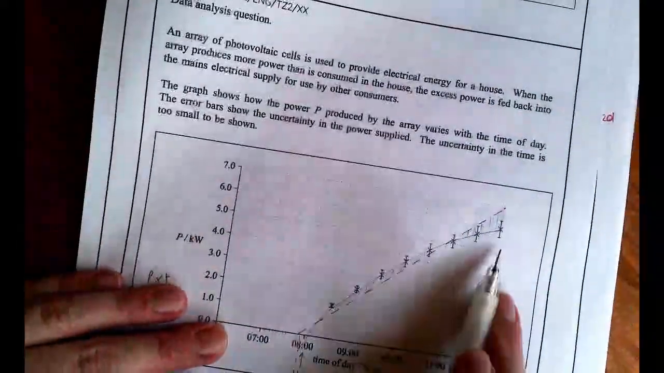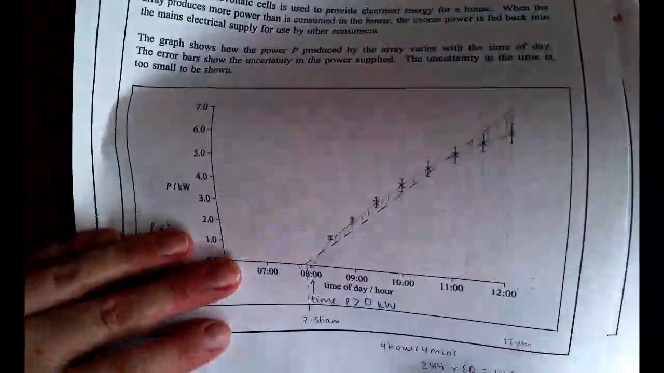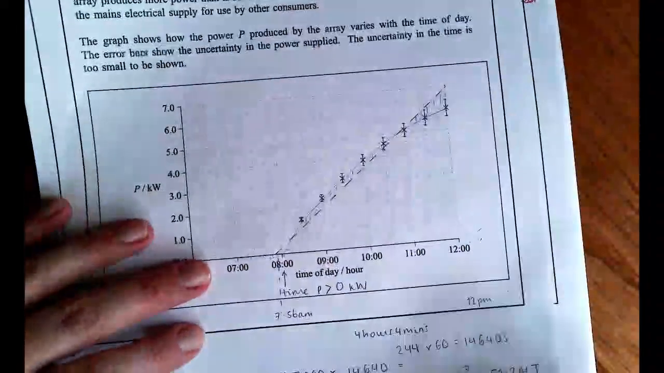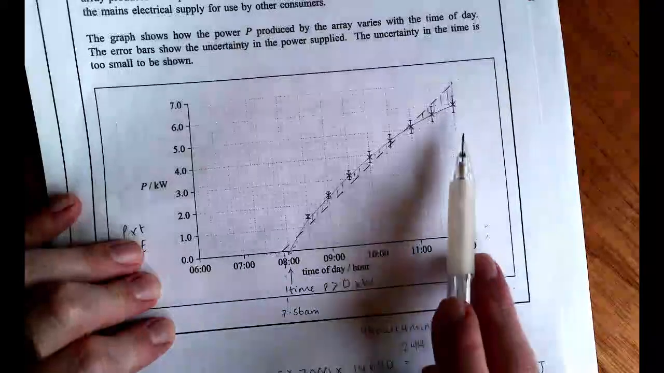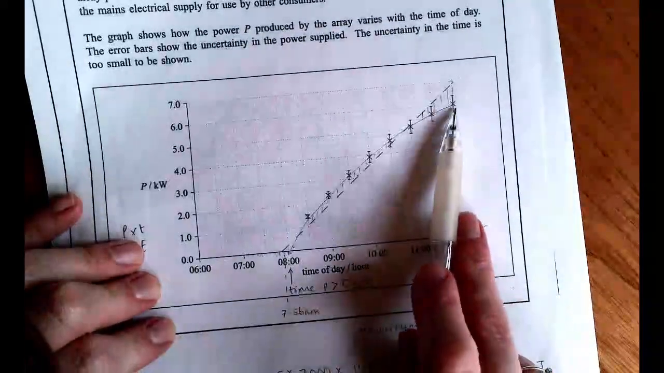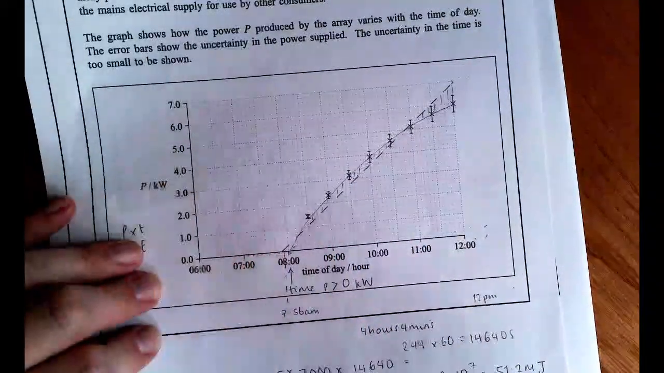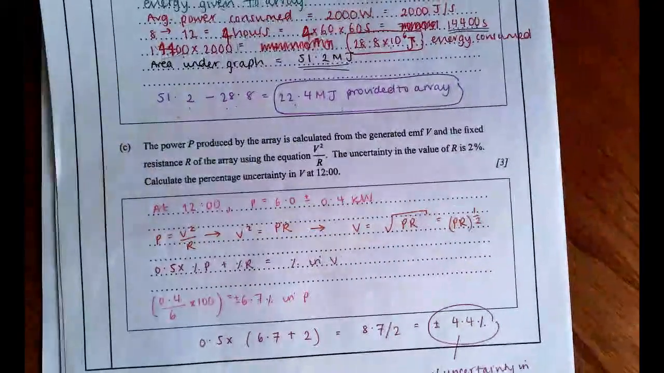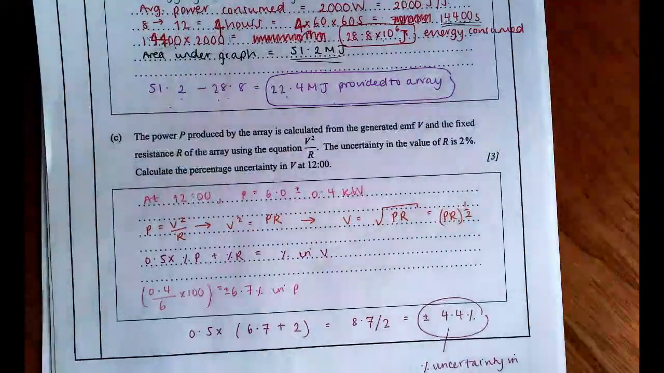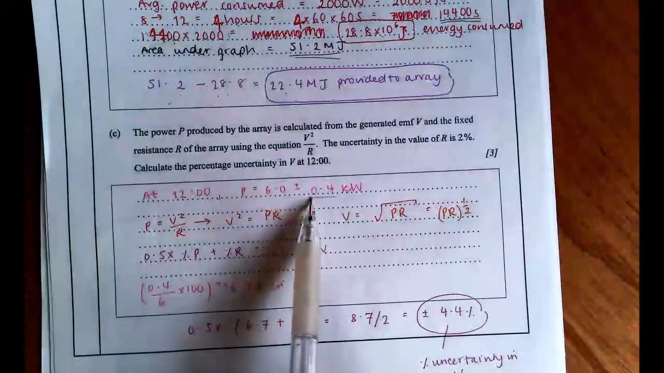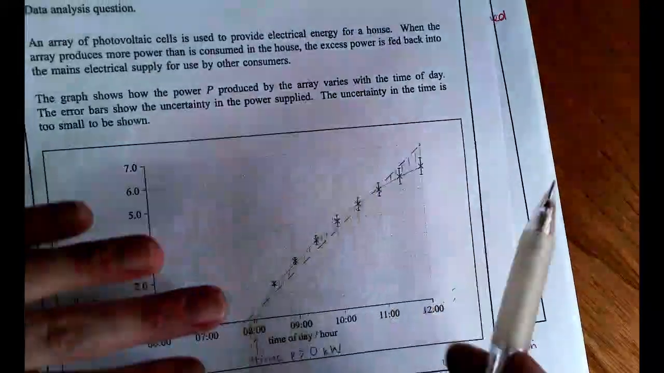So we go back to our graph, go up to our point at 12. Sorry, you can't actually see that. I'm trying to cram too many things in on the table. So at 12 o'clock, we've got our power rating of 6 kilowatts. Okay, but we also need to know the absolute uncertainty, and that comes from the error bar.